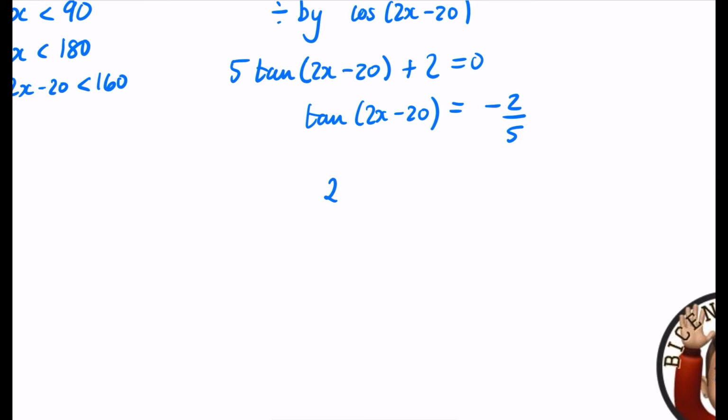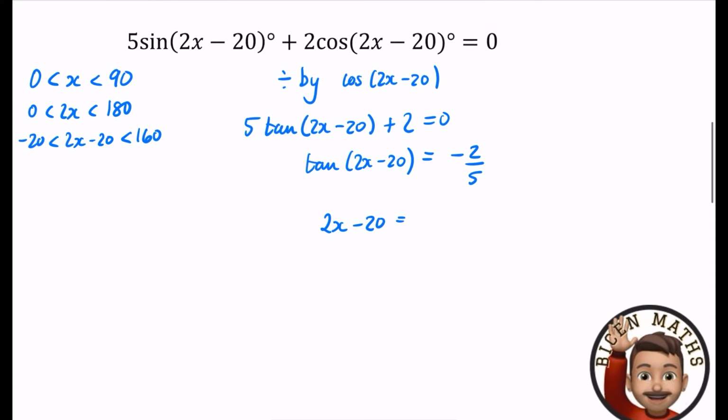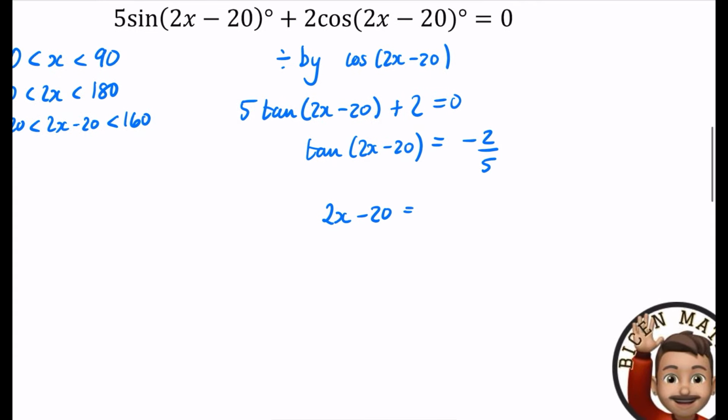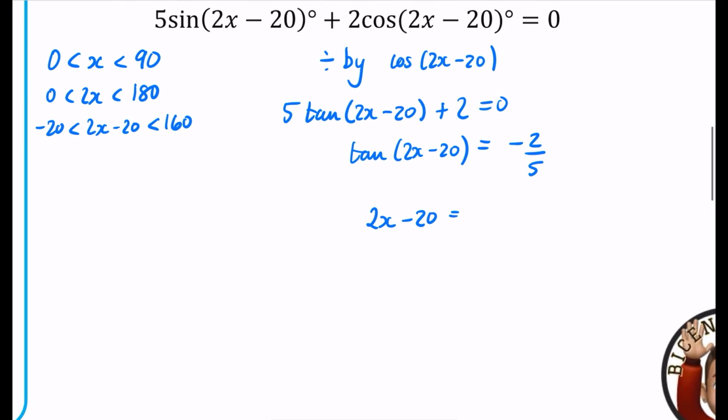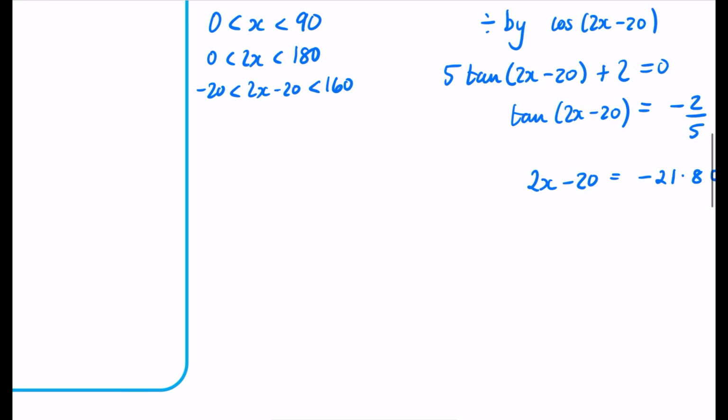So on my calculator, I'm going to just do the inverse tan of minus 2/5. And what does it want this to? To 1 decimal place. So because I'm going to be doing some equation solving, I might do 2 or 3 decimal places for now, just so I don't lose any accuracy. I'll do probably 3 just to be really extra. So the first one I get on my calculator is minus 21.801.